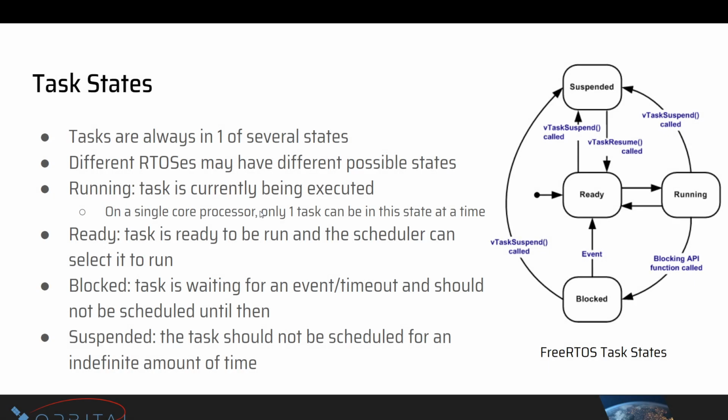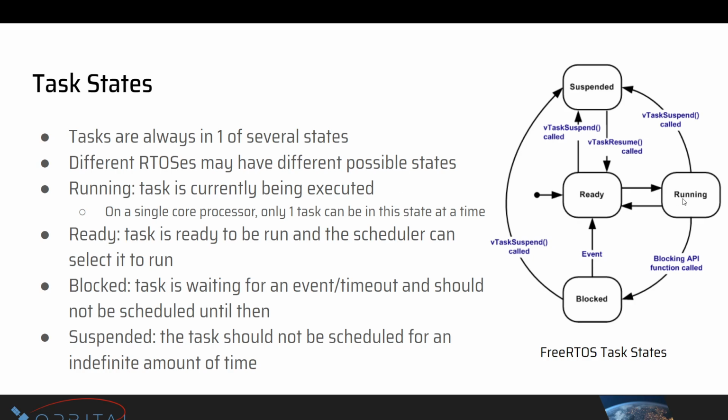So these tasks are always in one of several states. You can see this diagram over here for how FreeRTOS does it. Different RTOSes could have different possible states, like instead of having four, they could have eight here. It depends on how they feel like doing it. But we'll talk about FreeRTOS specifically here. So for FreeRTOS, there are four states that a task can be in.